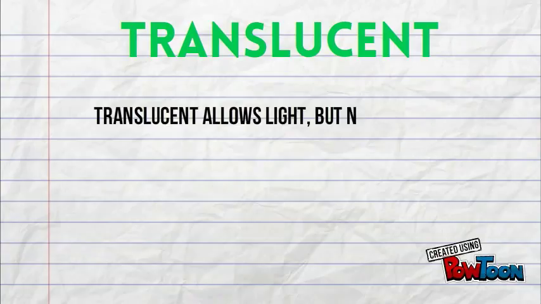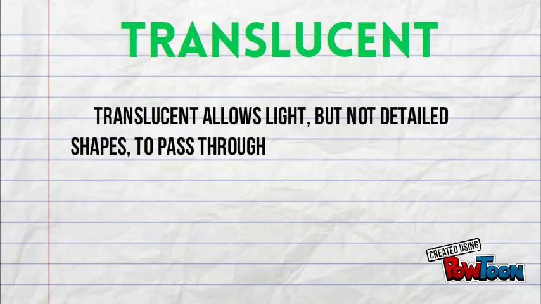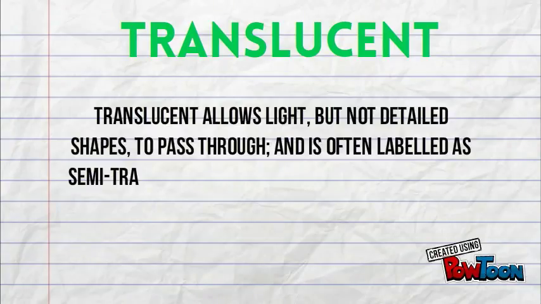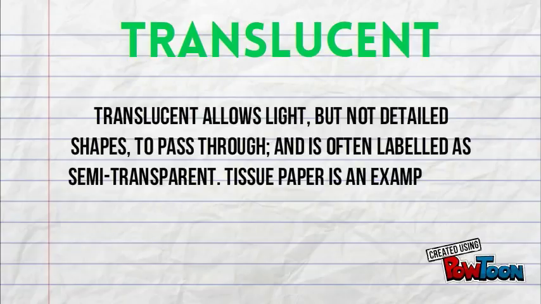Translucent allows light but not detailed shapes to pass through. Translucent is often labelled as semi-transparent. Tissue paper is an example of a translucent object.